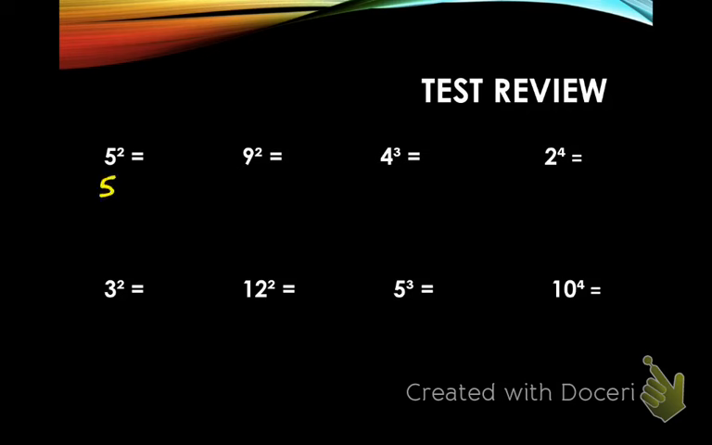Well, what I want you to do is tell me what it means. 5 squared means 5 times 5, and I want my total answer, which is 25. And I want you to circle your answer. Alright? At this time, you need to pause the video and do the next 7 completely on your own. Once again, just as a reminder, you will check these at the end.